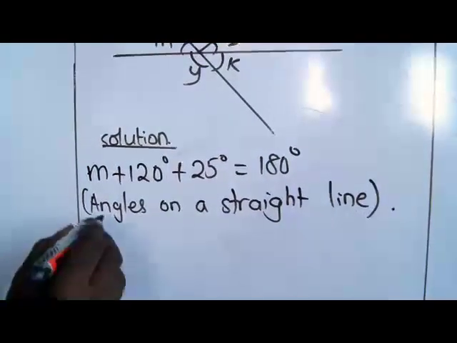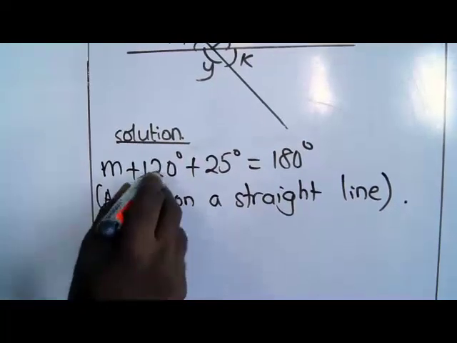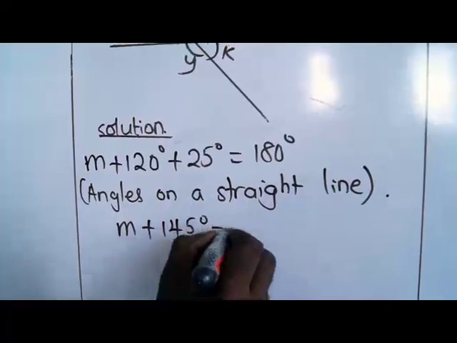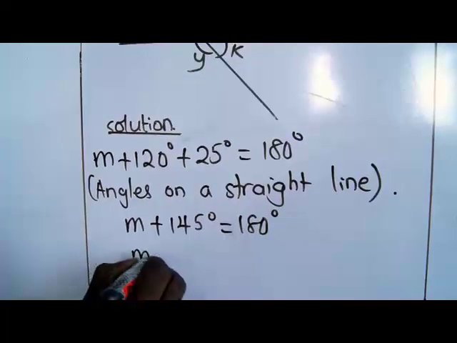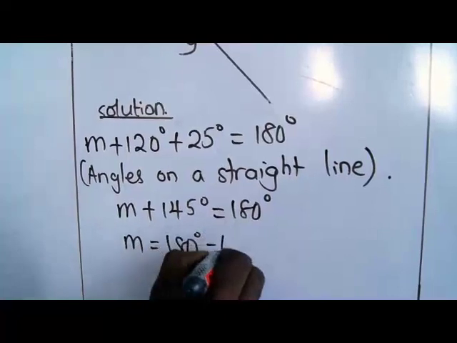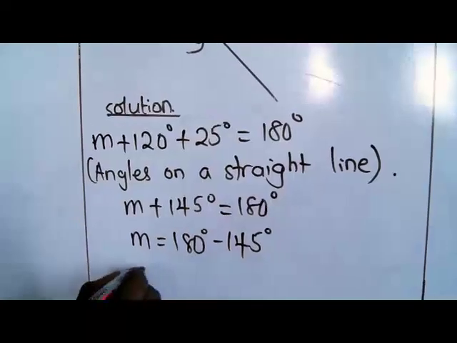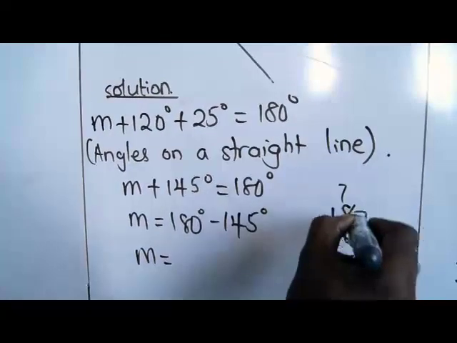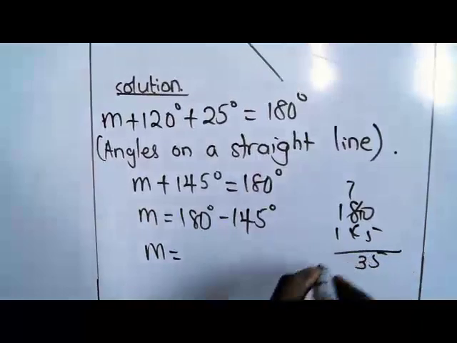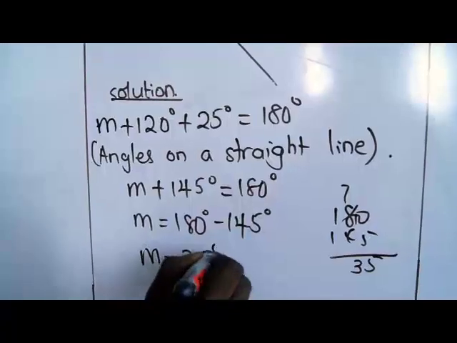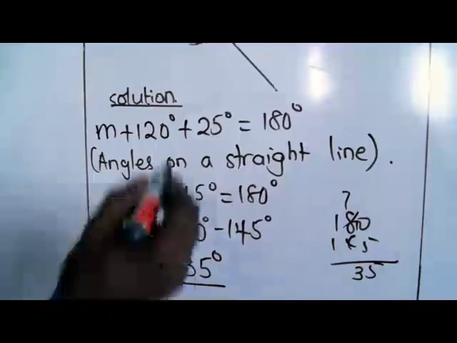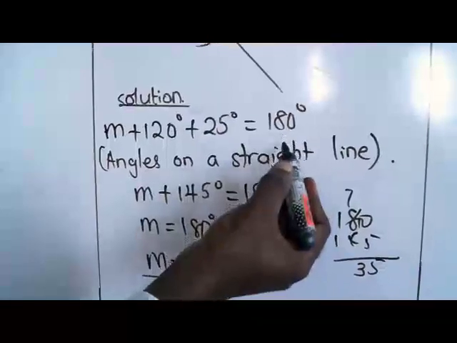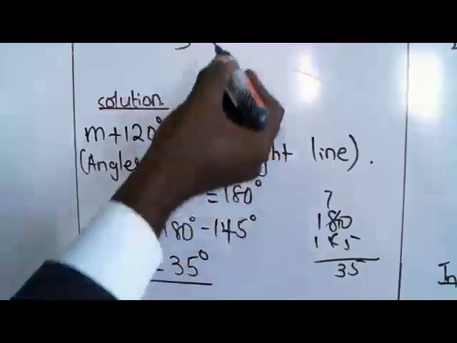So if I add this up, I'll be having M plus 145 degrees equals 180 degrees. So M is equal to 180 degrees minus 145 degrees. Taking 1 from here, you have 7 here, this is 5, and then this gives us 30, that is 0. You have 35 degrees here. So that is for M. Remember, I got M from the property that says the sum of angles on a straight line is equal to 180 degrees.